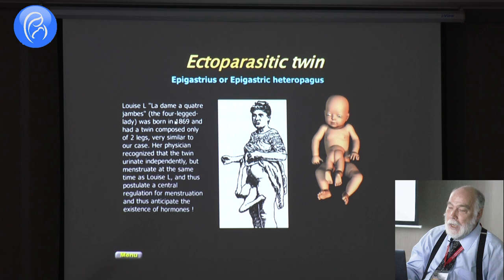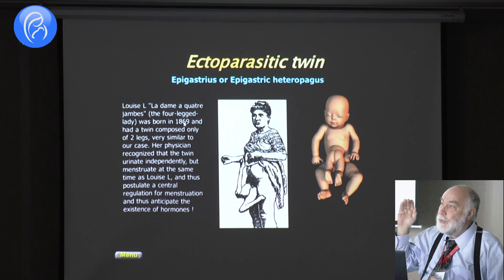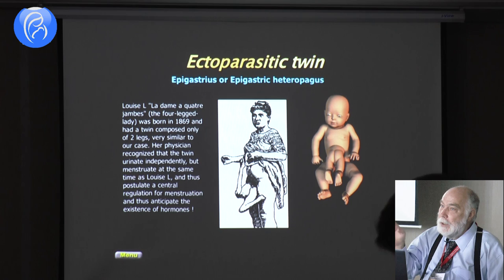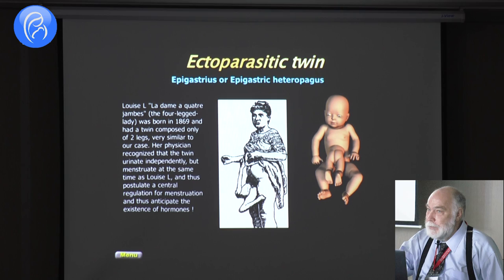As we have seen in the previous lecture, in 1869 there was almost no medicine. In particular, proteins had not been recognized, and hormones had not been recognized. And the doctor who looked at this person found that the legs were peeing independently from the host, but they were menstruating at the same time. So he postulated that there was a central regulation for menstruation and a local mechanical regulation for urination. I think this was a very interesting example of a birth defect that helps solve some issue of physiology.